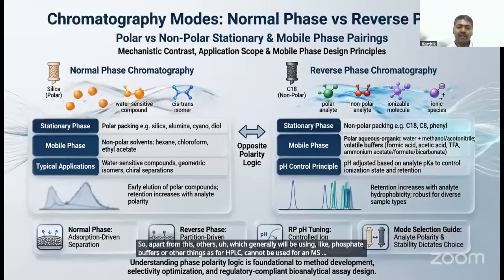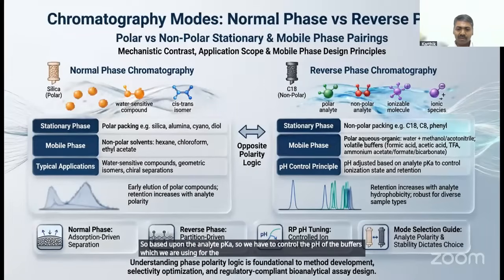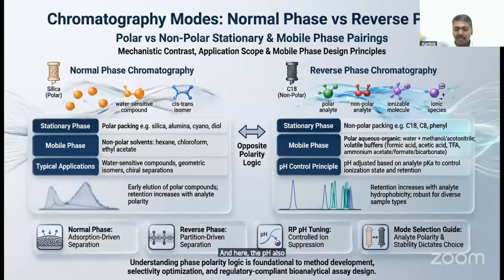Moreover, here the pH also is controlled. Based upon the analyte pKa, we have to control the pH of the buffers we are using for the mobile phase. The retention increases with analyte hydrophobicity, and reverse phase works based upon partition driven separation. And here the pH also plays a major role.